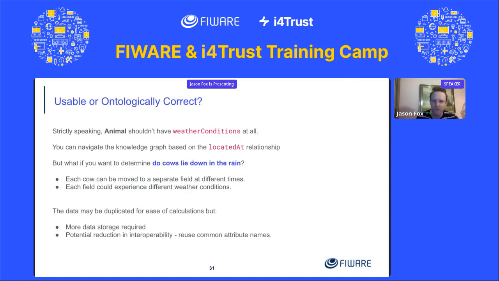Okay, so usable or ontologically correct? The answer is usable. Strictly speaking, an animal has no weather conditions. I think we can all agree that cows don't rain. But you need to be able to navigate the knowledge graph. And there is nothing wrong in a context broker in duplicating your data.